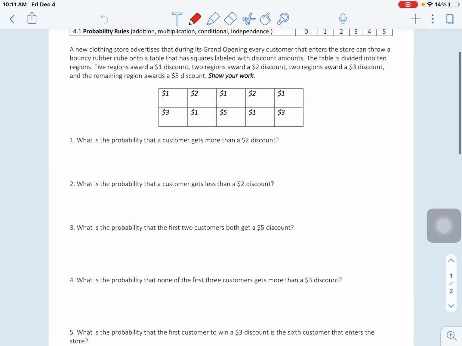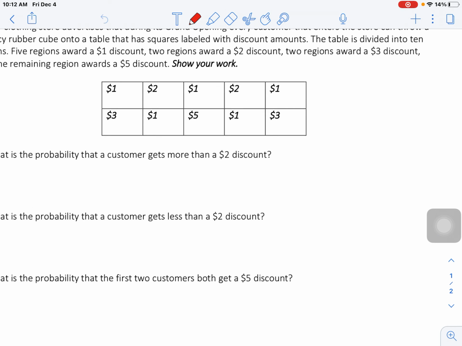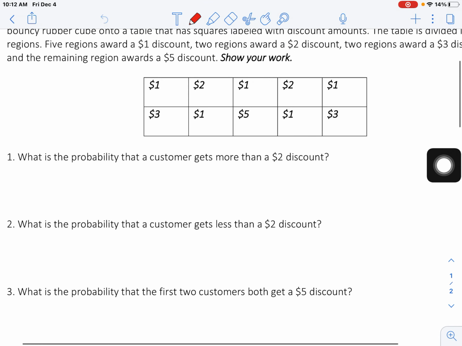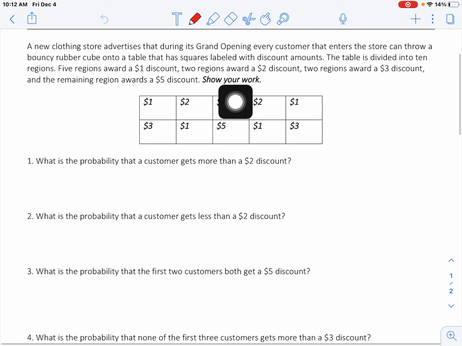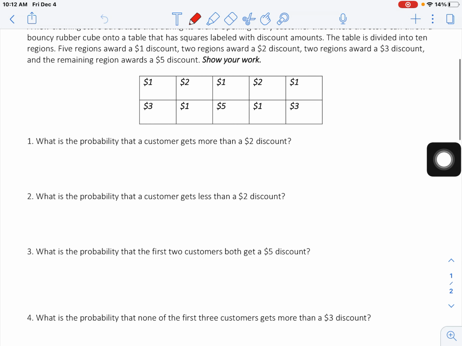All right, so hopefully you've read that top paragraph there. We have a situation where customers can come in and have an opportunity to win a discount: $1 off, $2 off, $3 or $5. They're going to throw a little ball in, and depending on which of these squares it lands in, that's what they will earn. So number one says, what's the probability that a customer gets more than a $2 discount?